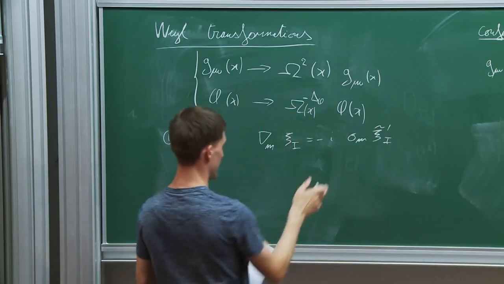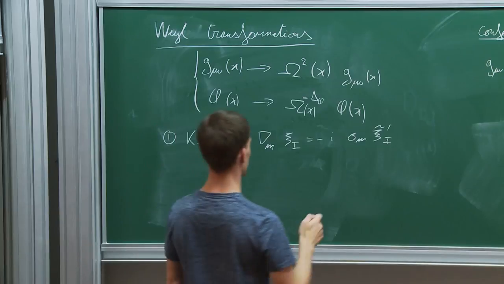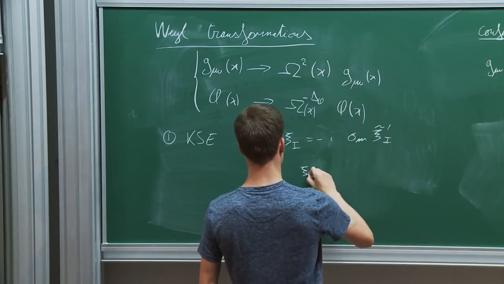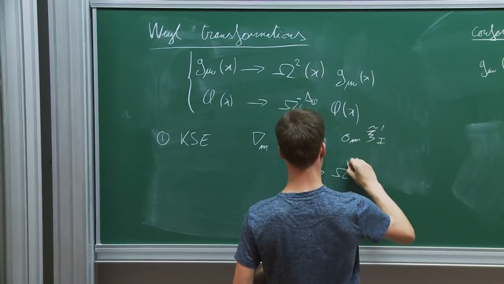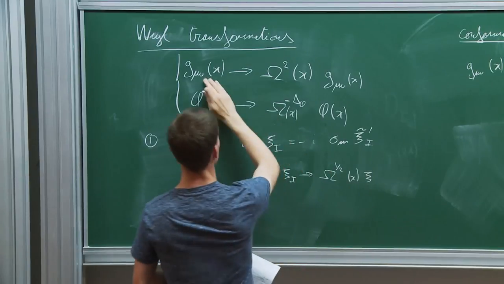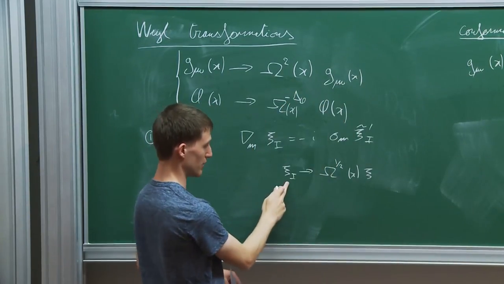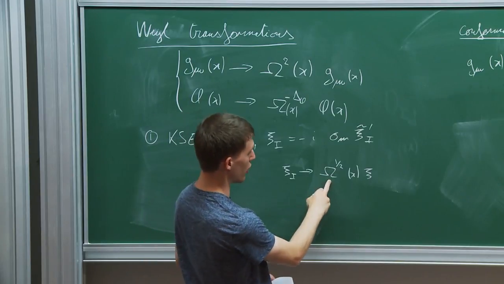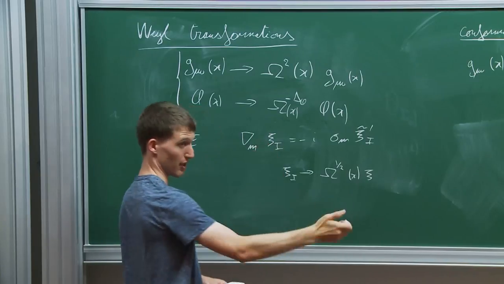So this type of equation is Weyl covariant. Maybe you should check that as an exercise. The Weyl weight of the Killing spinor is a half. So if you take the metric and send it to omega squared times itself, and you take the Killing spinor and send it to omega to the 1/2 times itself, then this equation picks up an overall factor.